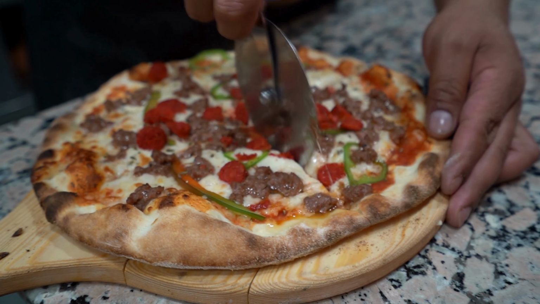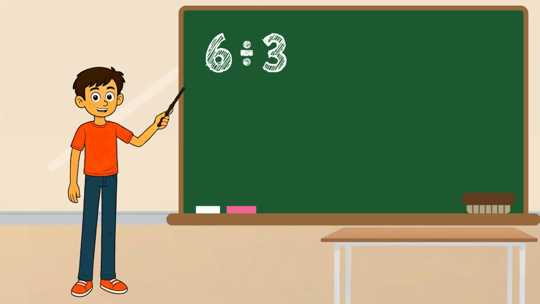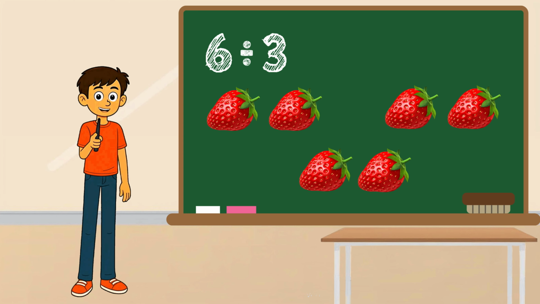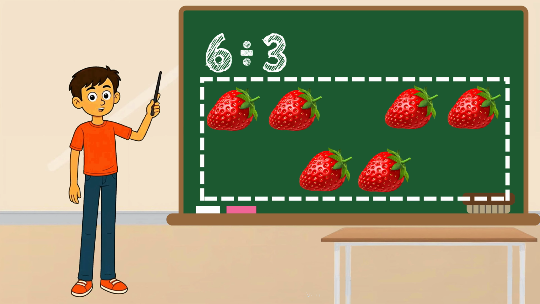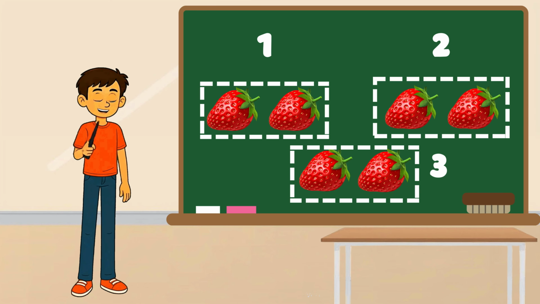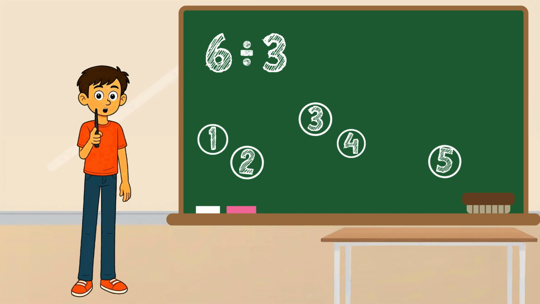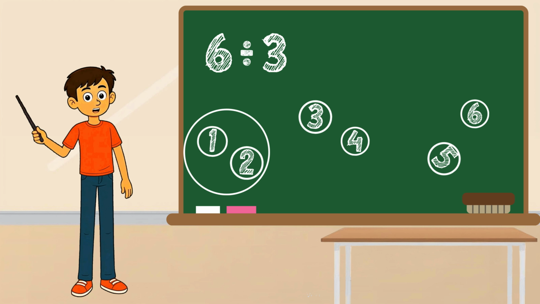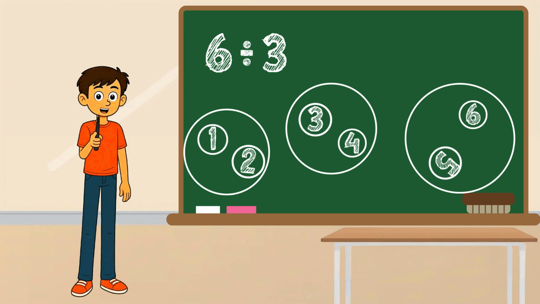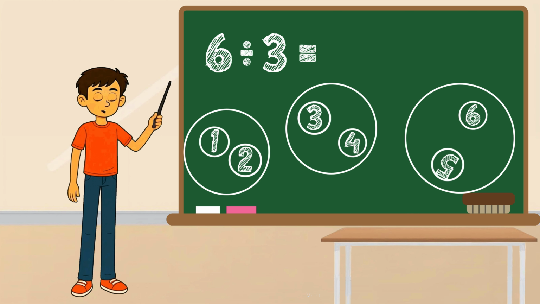Division just means we're splitting something into equal groups. When we say 6 divided by 3, we're really asking how many does each person get if we share 6 things with 3 people. Division helps us make things fair. If I draw 6 little circles and make 3 groups, I can drop 1 circle in each group until I run out. Each group ends up with 2 circles. That's another way to show 6 divided by 3 equals 2.